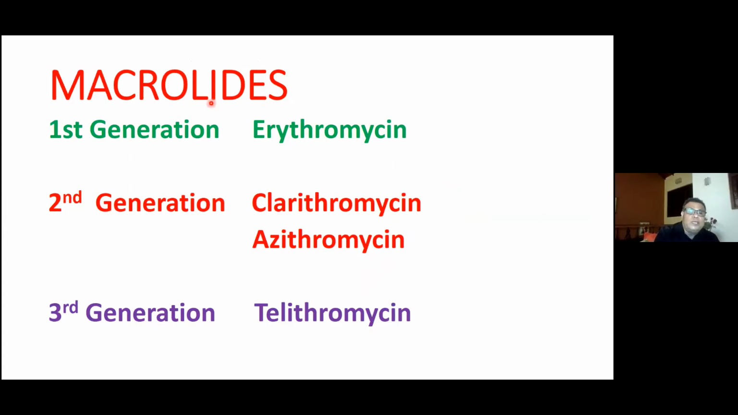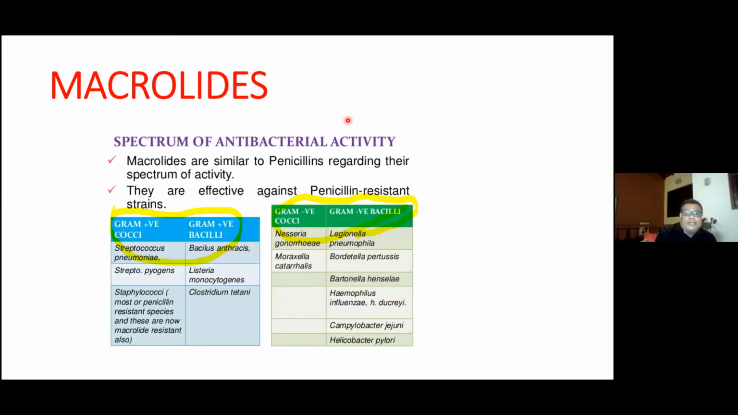Then we will move to the other group, macrolides, that also have several generations. The first generation is a very well-known product and a name familiar to everyone, erythromycin. You have the second generation, clarithromycin and azithromycin, and a more advanced third generation. The spectrum of antibacterial activity is somewhat similar to penicillins. It is effective against gram-positive and a little effective against the gram-negative organisms, and they are again resistant to penicillinase producing organisms because of the different macrolide structure.